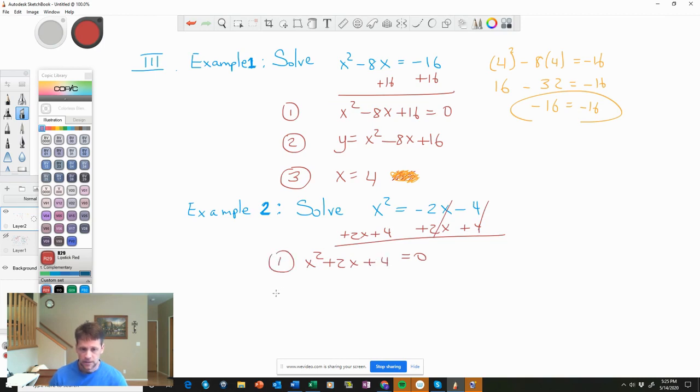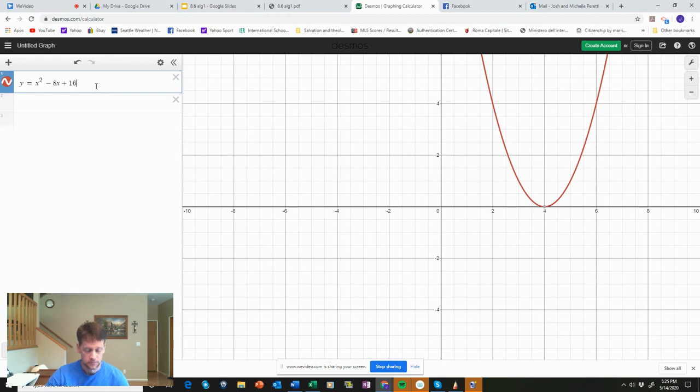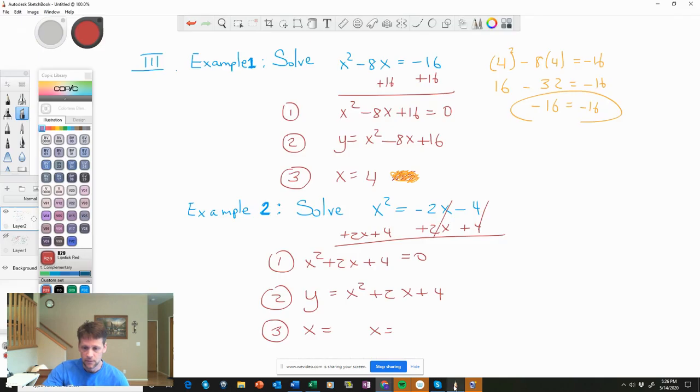That is step 1. Step 2, I'm going to write the related function. So I'm going to replace the 0 with a y. And step 3, I'm going to graph it and look for the x-intercepts. I can get up to 2 of them, but let's go ahead and take a look. Going back to Desmos, plus 2x plus 4. Okay, where is the x-intercept? Where does it cross the x-axis? Nowhere. And you probably know what that means. So what's the solution going to be? Right, there is no solution to this. So this is a no solution equation. So you can just go ahead and say that there is no solution.